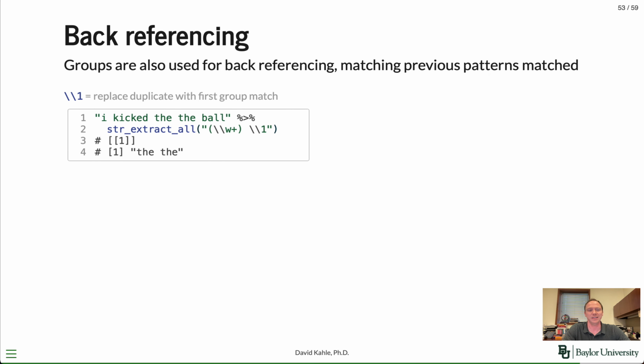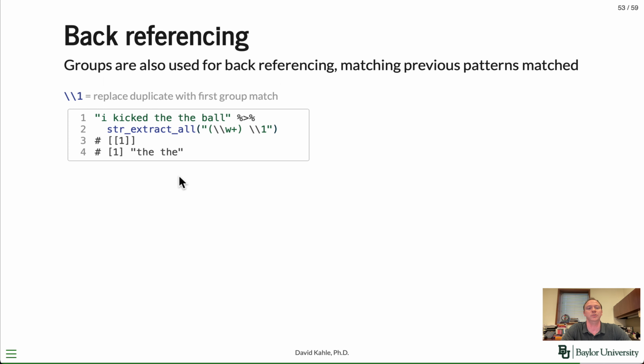The best example that I can think of for this is when you accidentally type the same thing twice in a text file, usually because you're editing it. So: I kicked the the ball, okay? The second "the" there is unintentional, okay? However, it kind of came along for the ride. How do you detect something like that? A word that is repeated 2 times. If you don't know in advance what the word is, you can actually do that with back referencing.